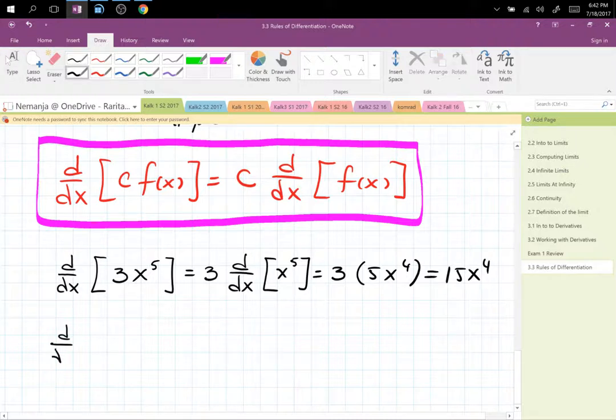So what is the derivative of 2 square root of x?